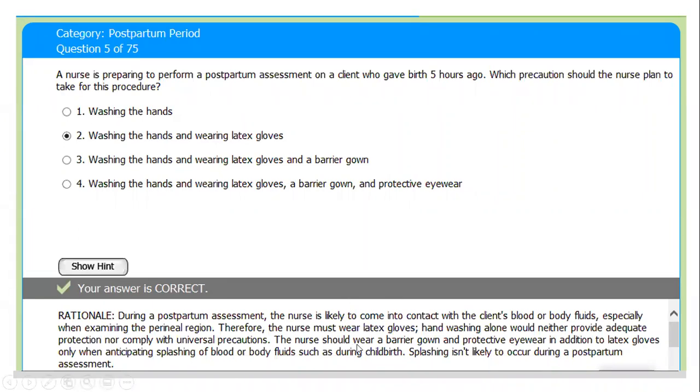The nurse should wear a barrier gown and protective eyewear in addition to latex gloves only when anticipating the splashing of blood or body fluid, such as during childbirth. Splashing is not likely to occur during the postpartum assessment, particularly for this client who gave birth already 5 hours ago.